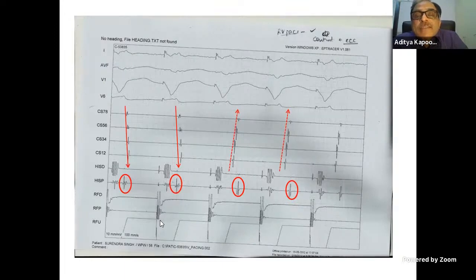So why has the pattern changed, sir asked. You see now, his bundle A has moved later. CS has gone from proximal to distal to distal to proximal. So why, what has happened?